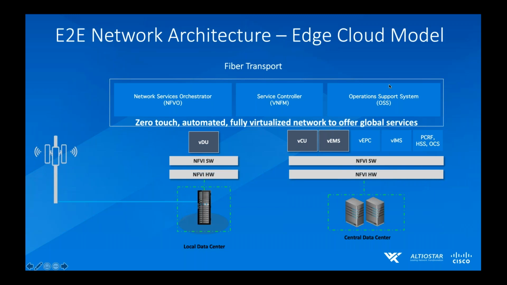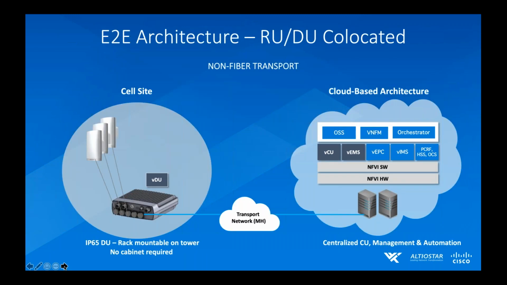Now, like I mentioned, the VDU typically runs the lower layers, which are your physical layer, your MAC layer, and your RLC layer, which is very transport sensitive. There may be certain scenarios where you don't have fiber transport everywhere. In such a case, you deploy your VDU typically close to the cell site, and this allows you to use any kind of transport, which is considered a mid-haul network, with this VDU.